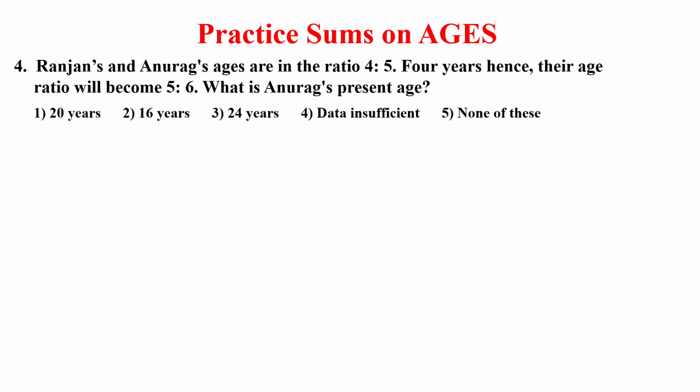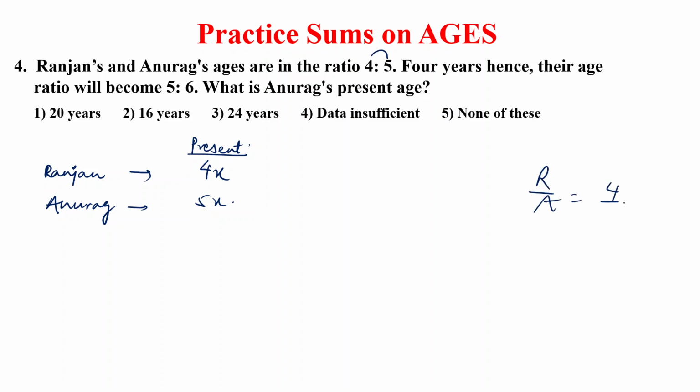Very good. Present age we have to find out. So first is Ranjan, and second is Anurag. If we talk about the present age of these two, this is 4x and this is 5x. Now you will ask why? Because it is given in the ratio, right? Ranjan divided by Anurag is of the ratio this.